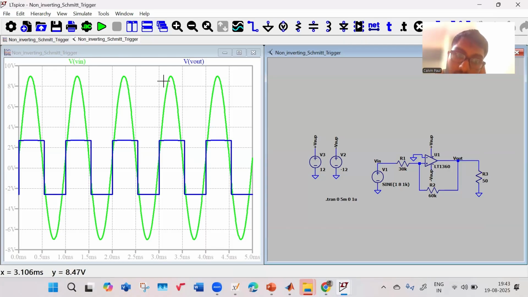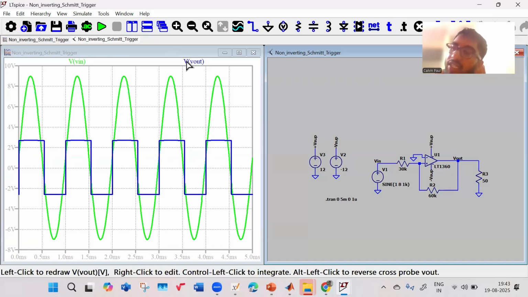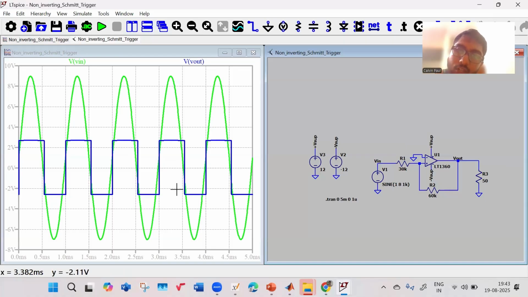So in this non-inverting case, when your input is increasing, your output will increase. And when your input falls below some value, your output will fall. But in the inverting case, when your input is trying to rise, your output will fall. And when your input is trying to fall, your output will turn on. So that's why one is non-inverting, one is inverting.